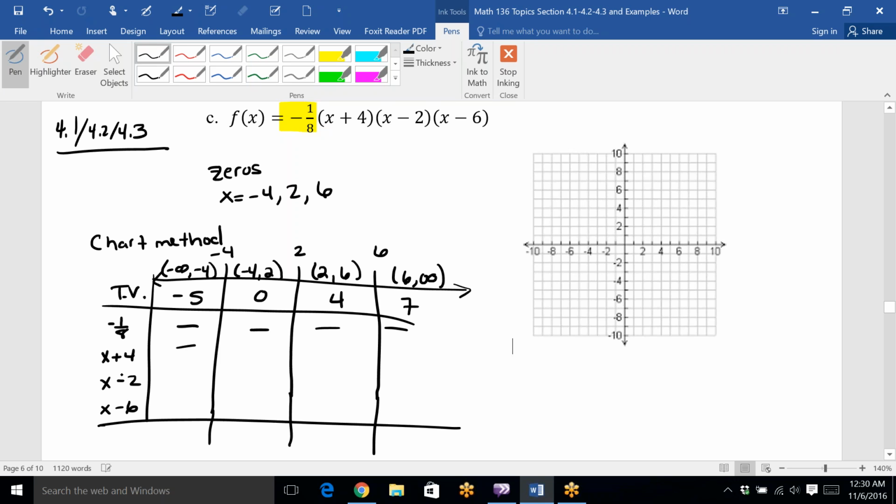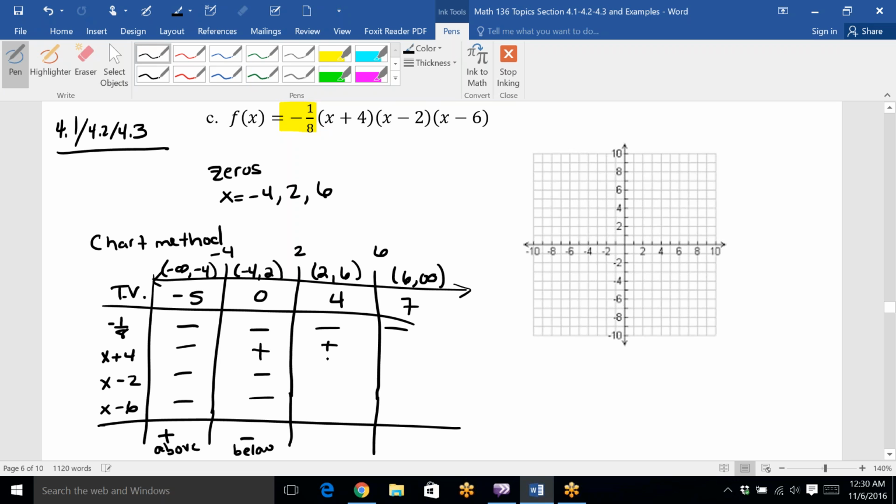-5 plus 4 is negative. -5 minus 2 is negative. -5 minus 6 more is negative. 4 negatives make an overall positive, which means this will be above the x-axis. 0 plus 4 is positive. 0 minus 2 is negative. 0 minus 6 is negative. 3 negatives make a negative, which means this will be below.